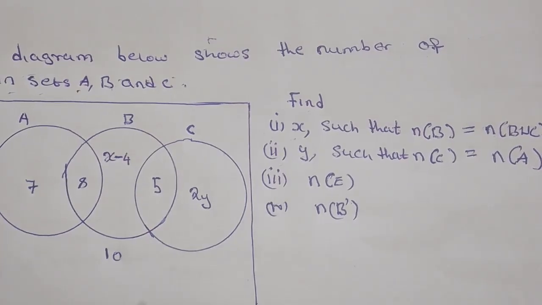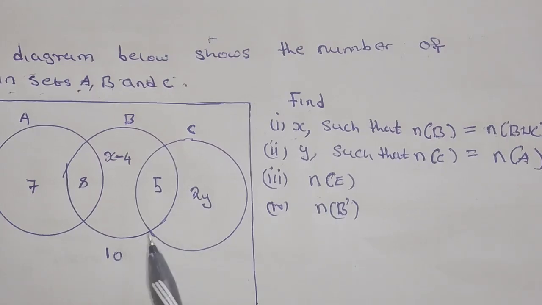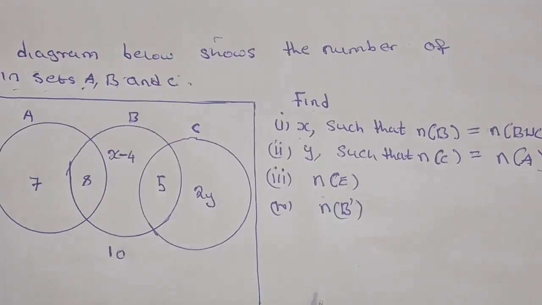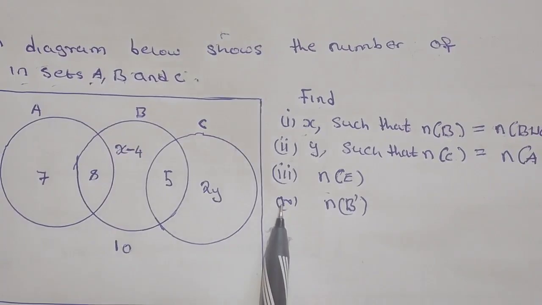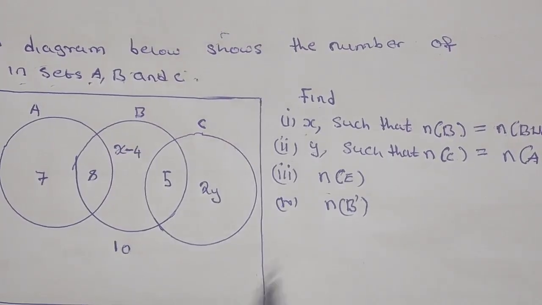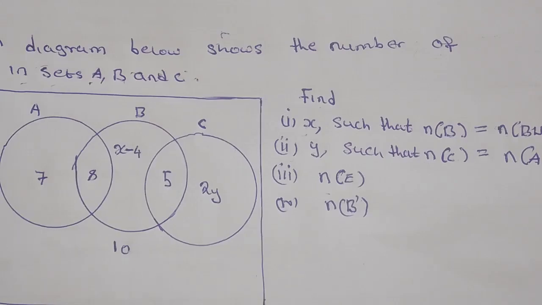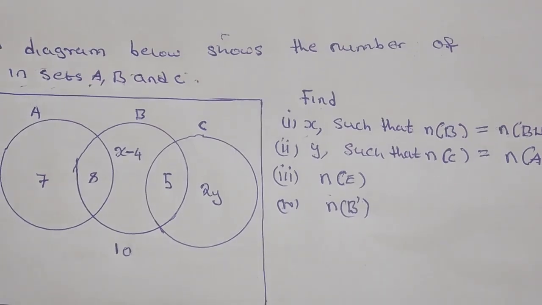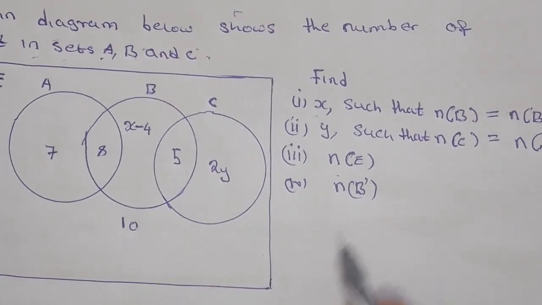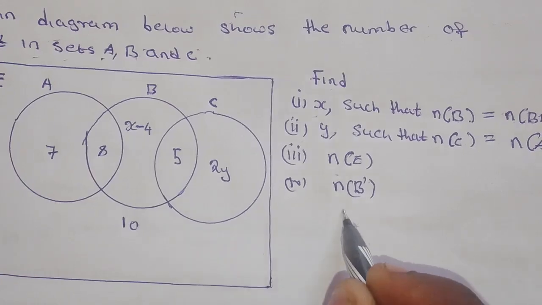And part 3 says, find n of the universal set. And part 4 says, find n(B'), the number in B complement. Okay, so our solution begins from here. So we have our solutions down here.